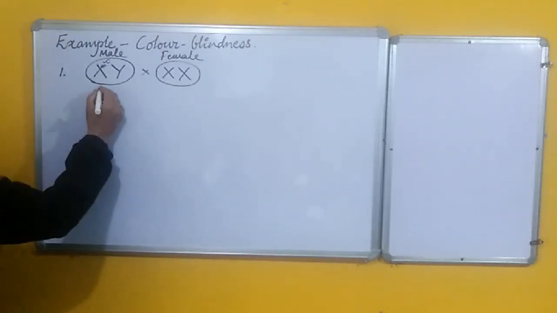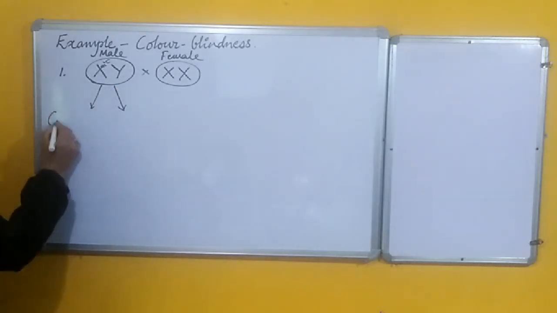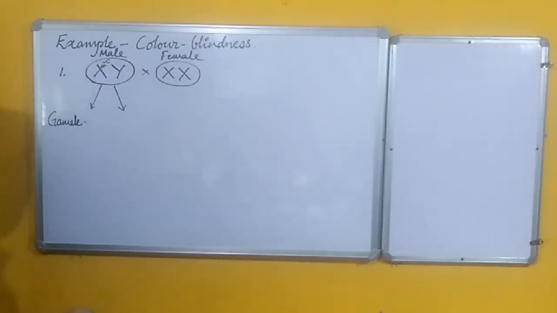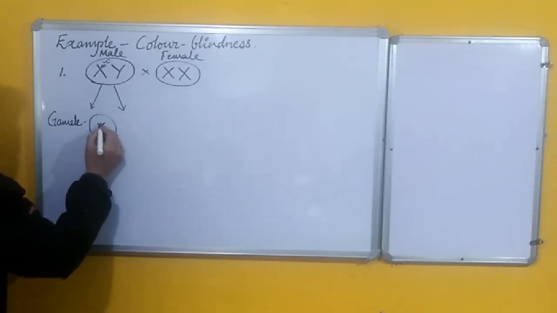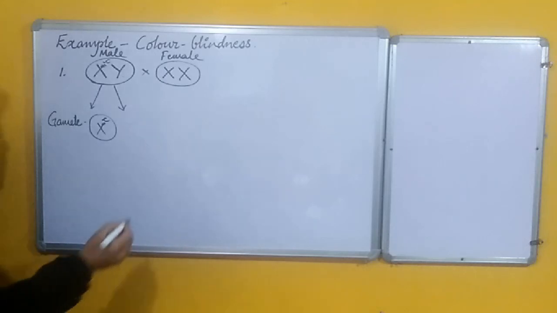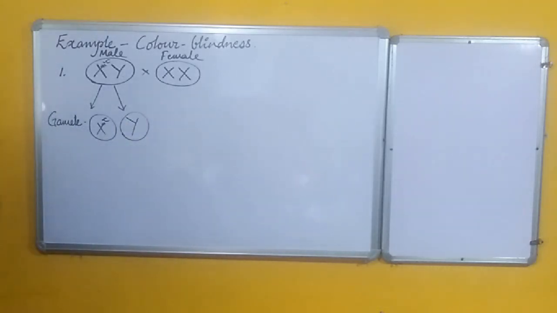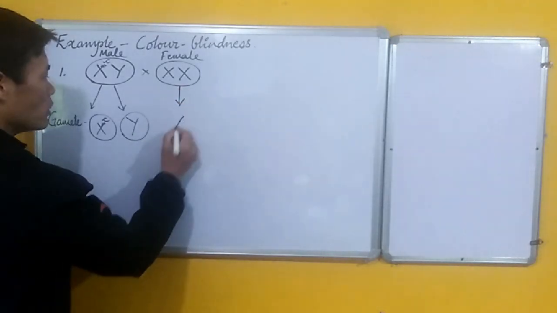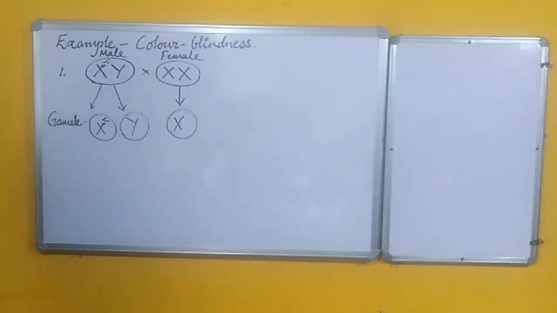Now both these parents produce gametes. The gametes produced by the male parent once again will be heterogametic. Two types of gametes will be produced. One is a gamete containing X chromosome and the other is a gamete containing Y chromosome. However, the mother will produce only one type of gamete, that is containing X chromosome as sex chromosome.